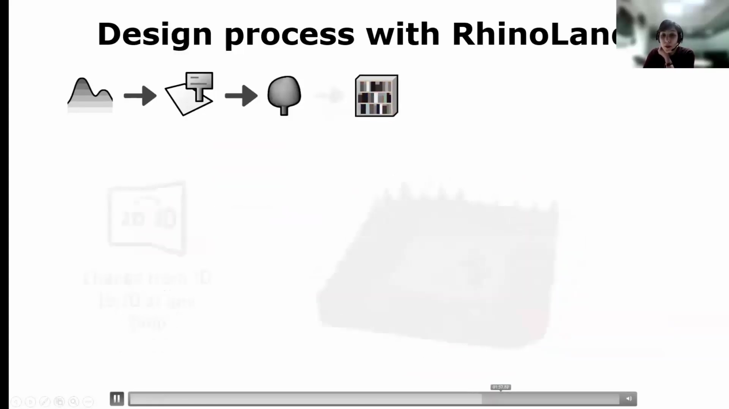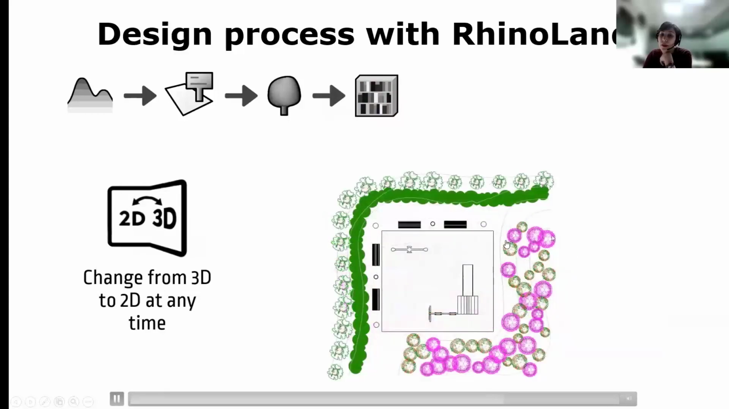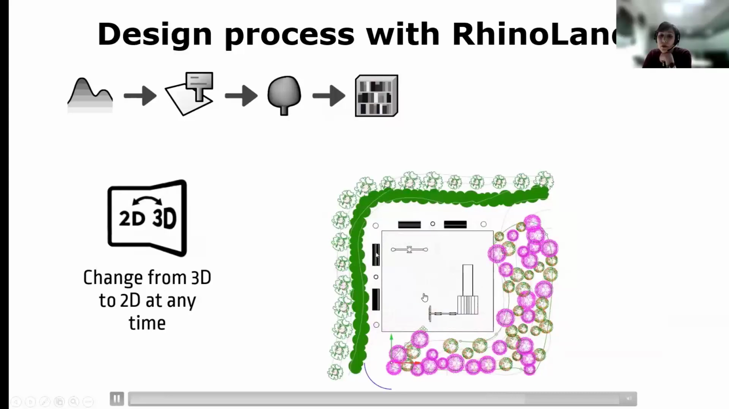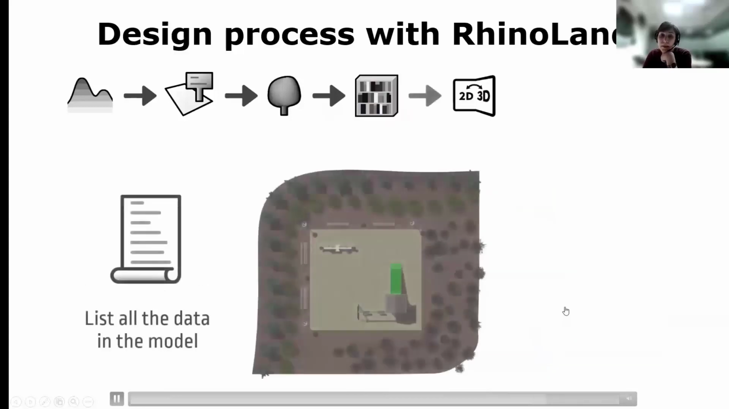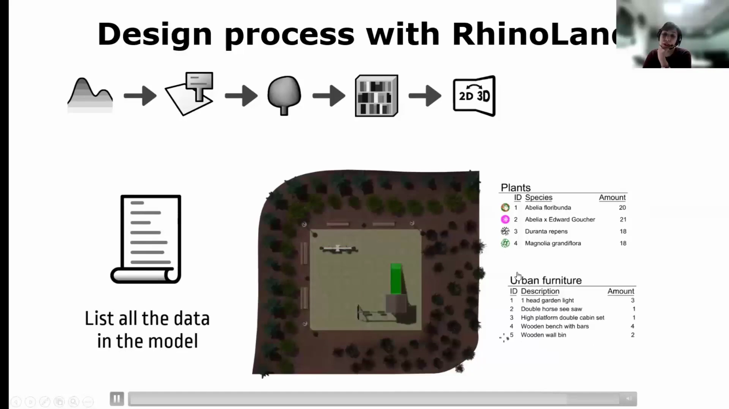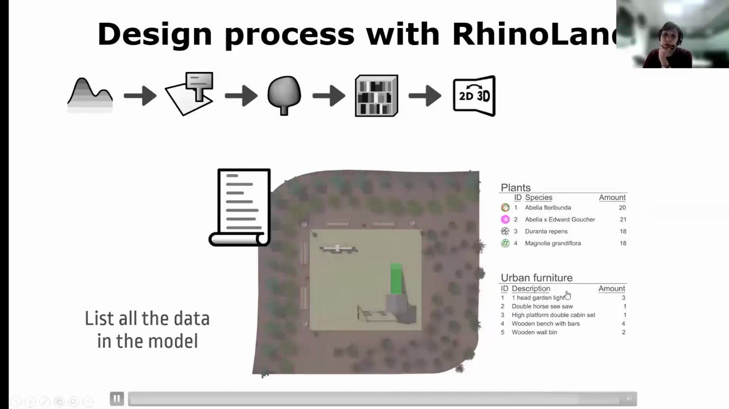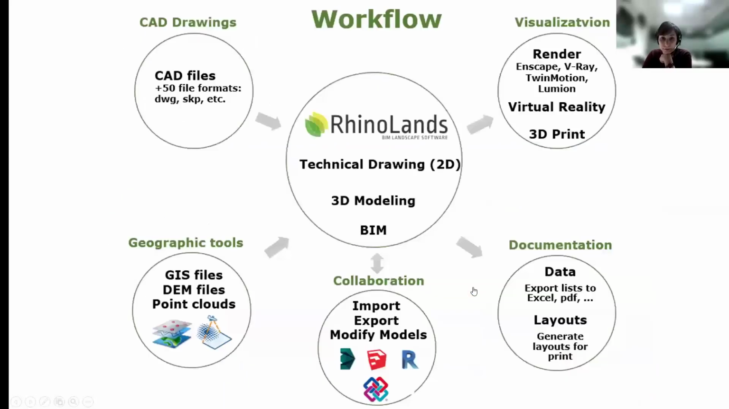At any moment of the design process, we can shift between 2D and 3D. So if we are more familiar with the 2D environment, we can modify our objects in the 2D environment. For example, we are going to move this forest. And then when we switch to 3D, we will see that everything is changed automatically. Then we get the list of plants, zones, irrigation, furniture, and so on. So we get different lists automatically. And finally, we can render the project by using the renderer. So this is the workflow. Basically, you can do everything by using RhinoLands. I mean, drawing, 3D, and even rendering.